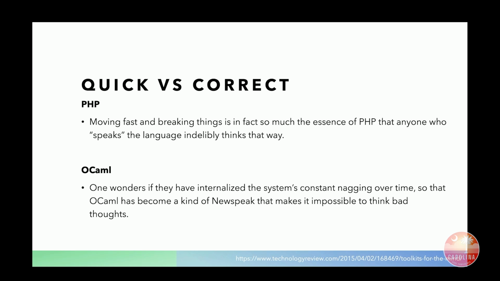Here are some nice little quotes about those two languages. PHP is about moving fast and breaking things, so the culture around it is that you just want to get it done fast, and if it breaks, that's fine, we'll fix it and move on. But OCaml is very intentional, and if you do it enough, which I have not, even though just looking at the code is annoying to me, you kind of internalize that, and you almost can't even think bad thoughts because OCaml doesn't want you to.